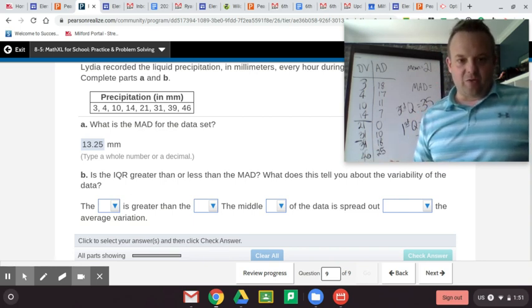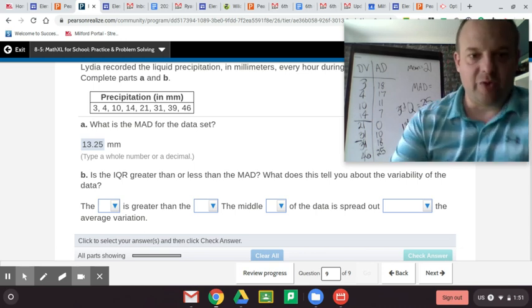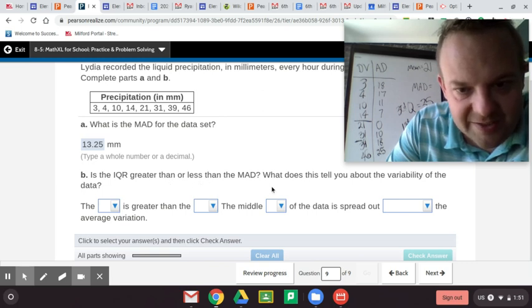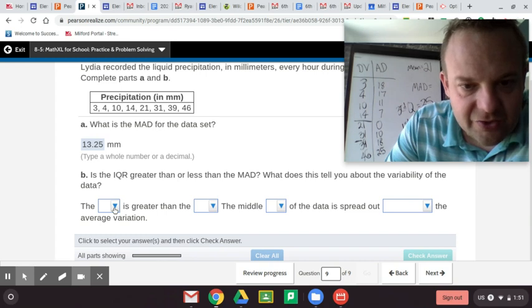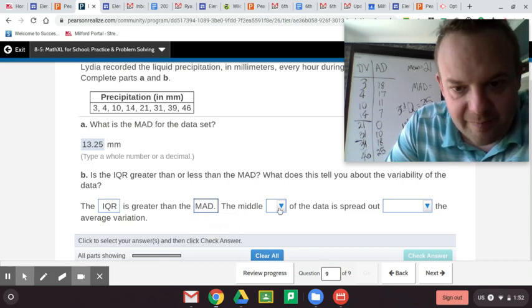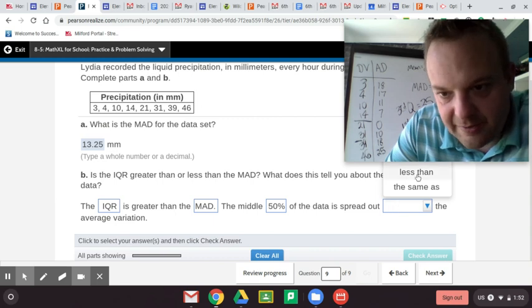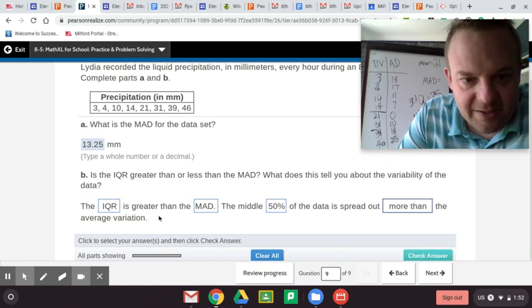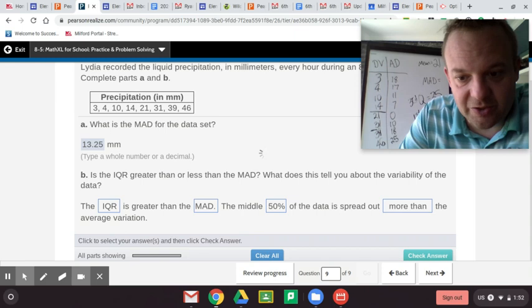28 is the interquartile range, and 13.25 is the MAD. So is the interquartile range greater than or less than the MAD? The interquartile range is greater than the MAD. The middle 50% of the data is spread more than the average variation. All right, that's a good conceptual question.